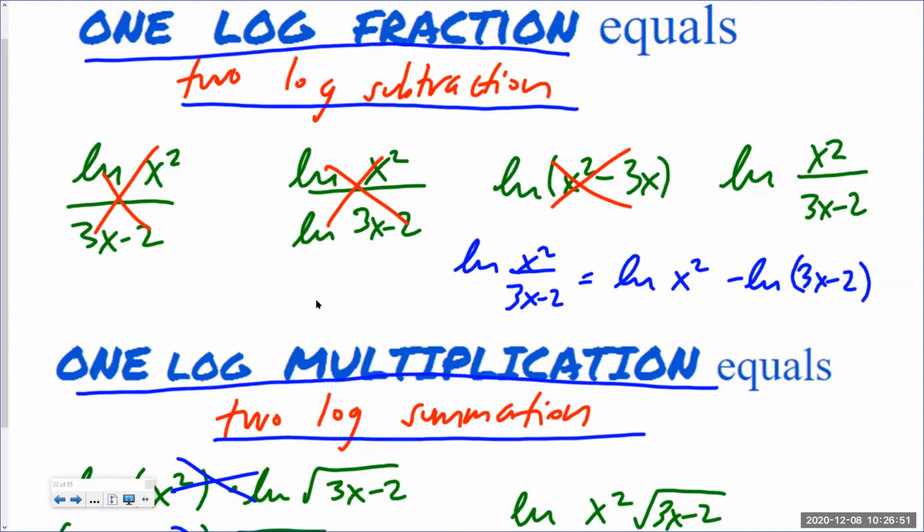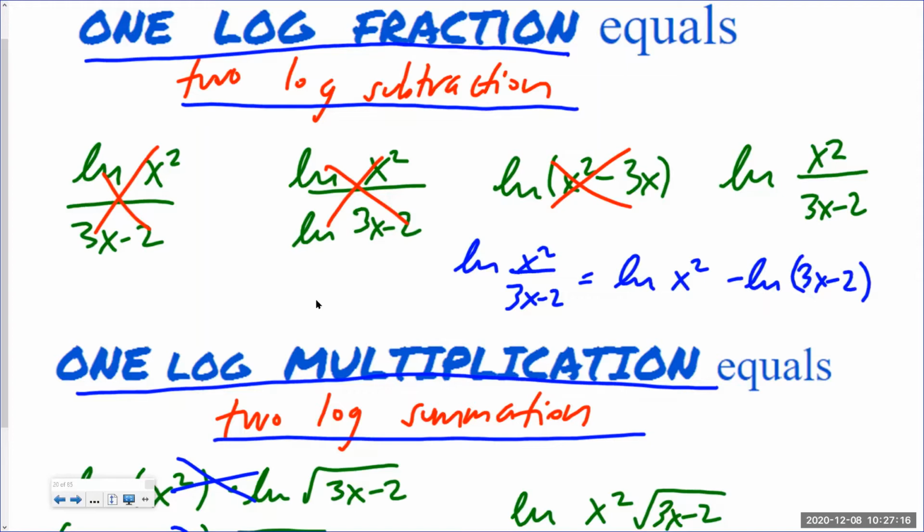I don't think online they can see me at all. Okay, so y'all gotta see this. So 1 log fraction equals 2 log subtraction. I think about it as 1 leg fraction, so 1 leg fraction bar equals 2 log subtraction. I should jump to finish that off. But I want you to memorize that.